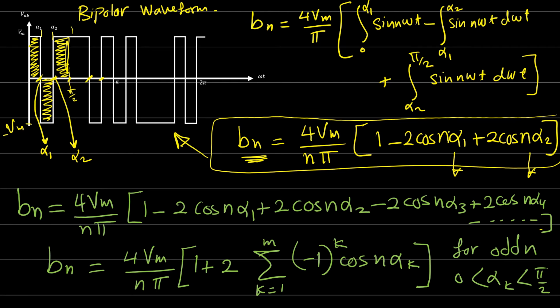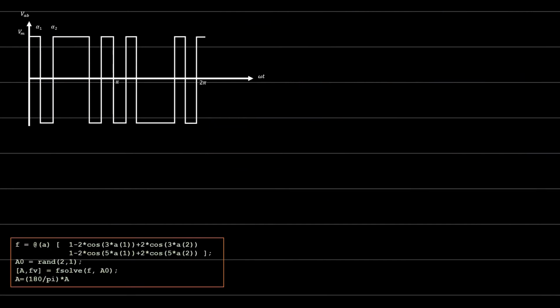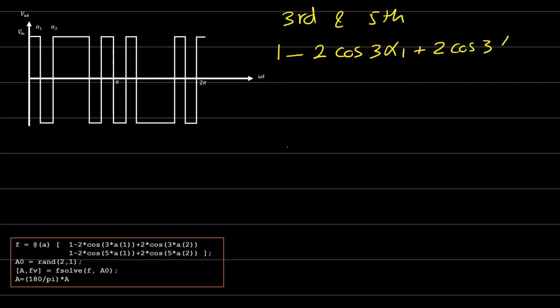Now let's come back to this equation here, and try to eliminate the third and the fifth harmonics. So I'll select n equals 3 and n equals 5. To eliminate the third and fifth harmonics, we substitute into our equation Bn. This will be 1 minus 2 cosine 3 alpha 1 plus 2 cosine 3 alpha 2. This is Bn. We will equate it with 0 because we need to cancel these harmonics.